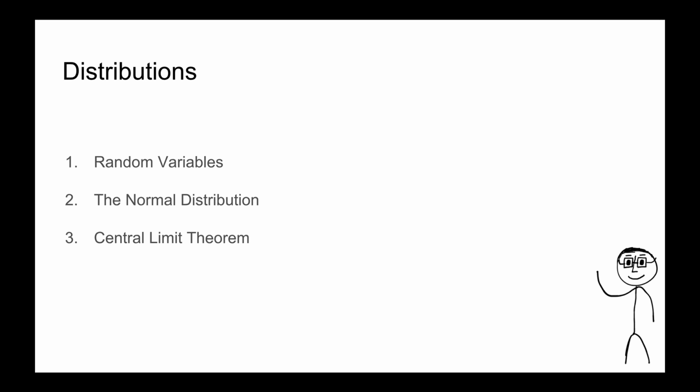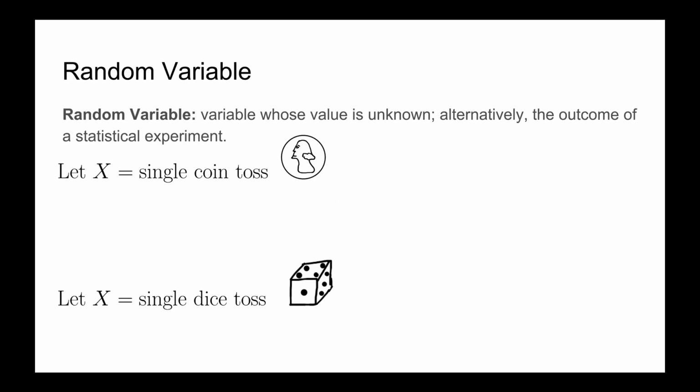So the first thing we need to talk about are random variables. So a random variable is just a variable whose value is unknown. Another way you can think about this is a variable that is the outcome of some kind of statistical experiment. So I have two examples here. I say let x equal a single coin toss. So we don't know what the value of x is, but we know all of the possible values that it can take on. We just don't know what the actual value is because it's a random variable.